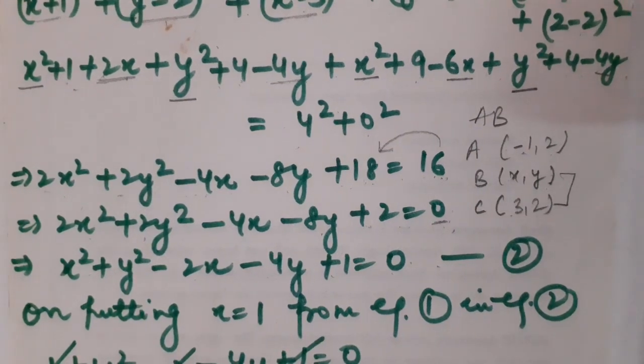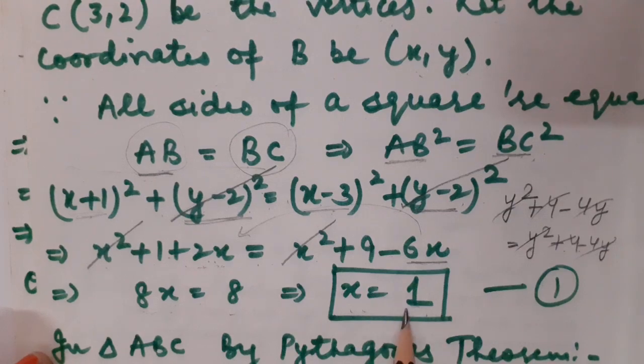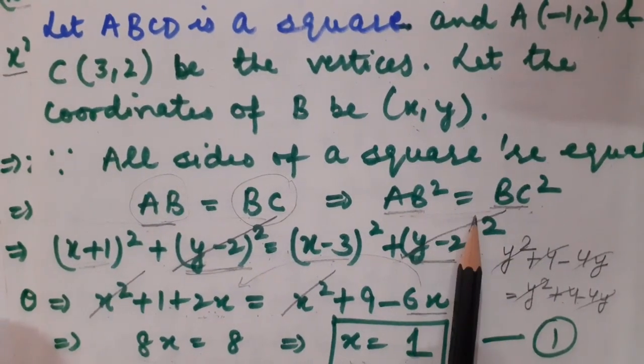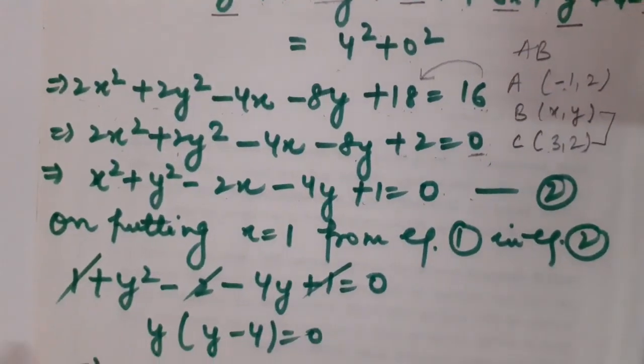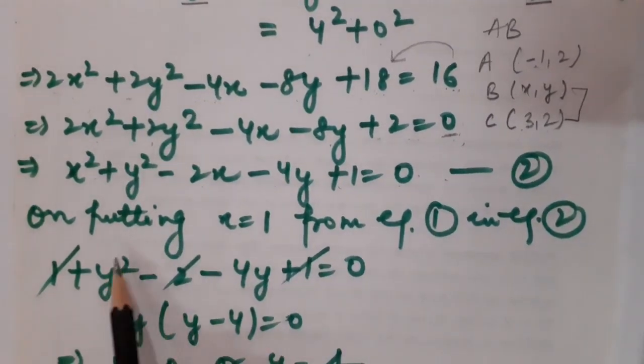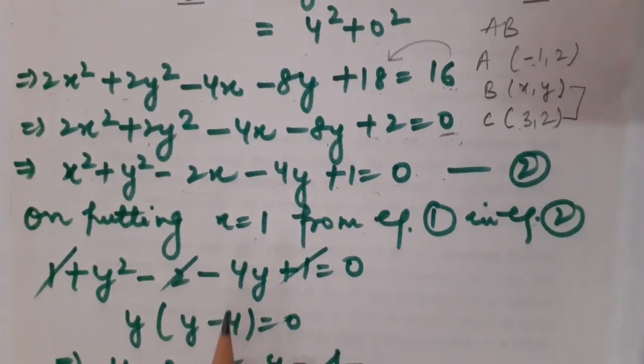Just look at the previous sheet. Here we got the value of x as 1, when we applied the distance formula on two sides of a square. The same thing we are going to do now. We will be putting the value of x from equation number 1 in equation number 2. This is equation number 2.